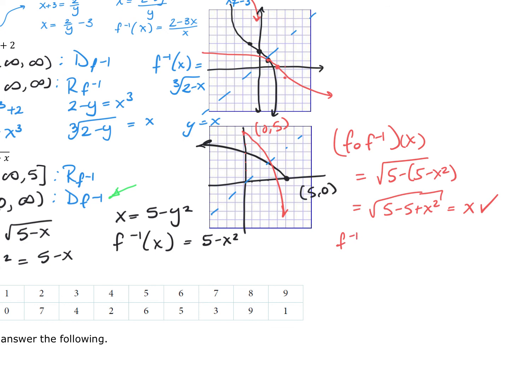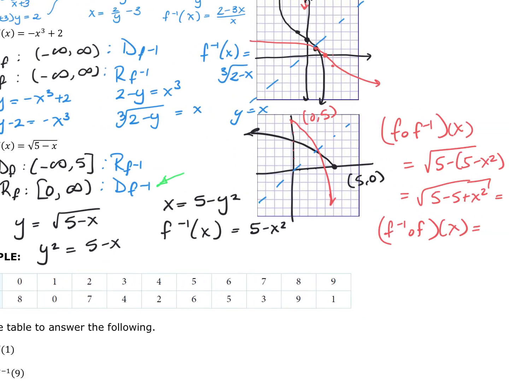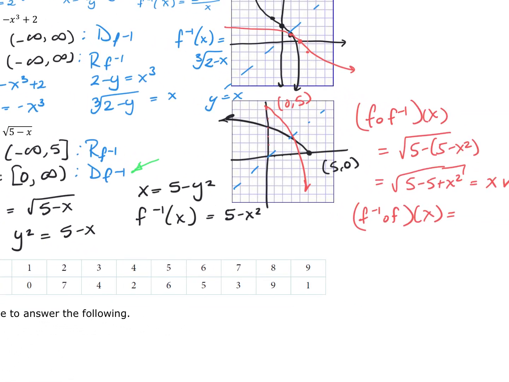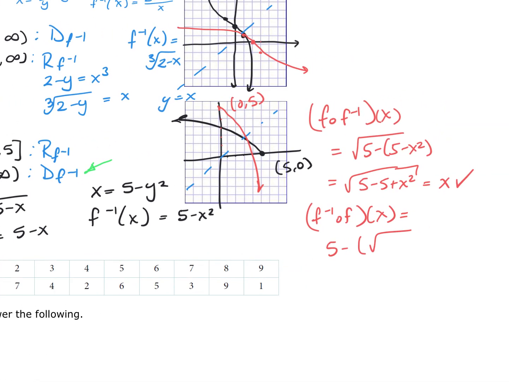And then f inverse of f of x. This is going to be, what did I start out with? f. So I'm going to put in 5 minus, and then here I'm going to have the square root of 5 minus x, the quantity squared, my apologies. So this is going to give me 5 minus 5 plus x, which gives me x, and there we have it.